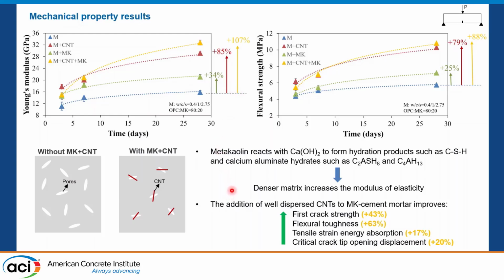Also, using the load crack mouth opening displacement curve, I calculated these 4 values for flexural properties. Please note that the percentage increase mentioned in the bracket is CNT plus metakaolin with respect to metakaolin alone. So we can see that the addition of carbon nanotubes leads to very high improvements in flexural properties of metakaolin cement mortar. And this indicates that the addition of carbon nanotubes helps in increasing the ability of the material to control the coalescence of cracks and subsequent microcracking.